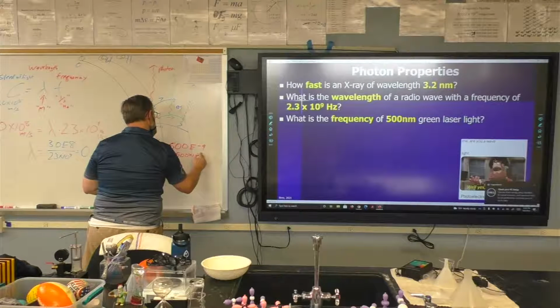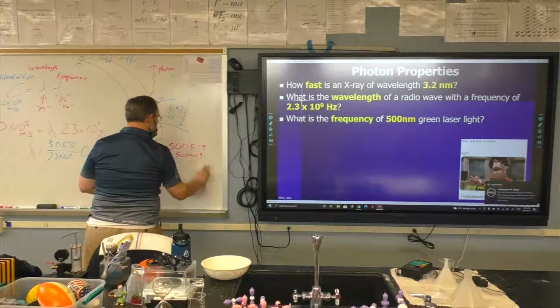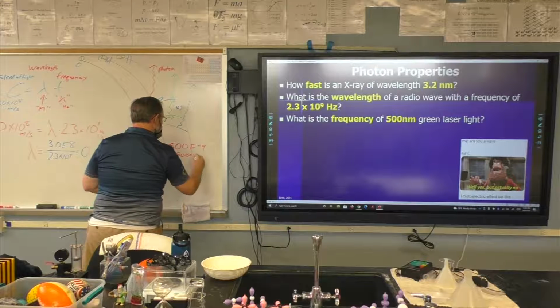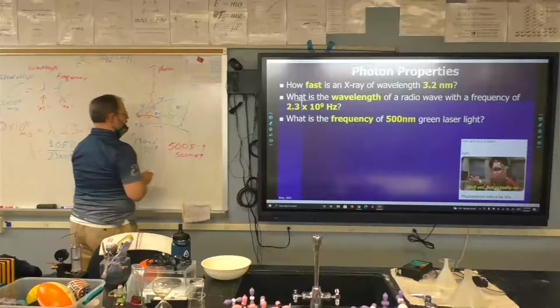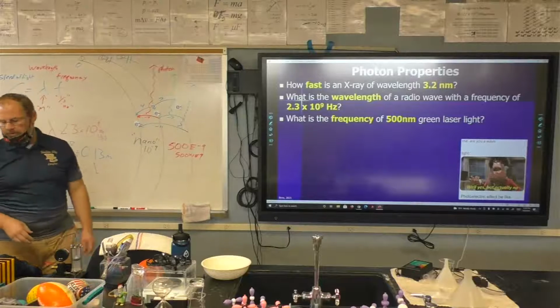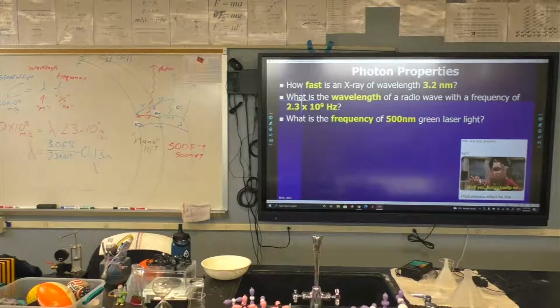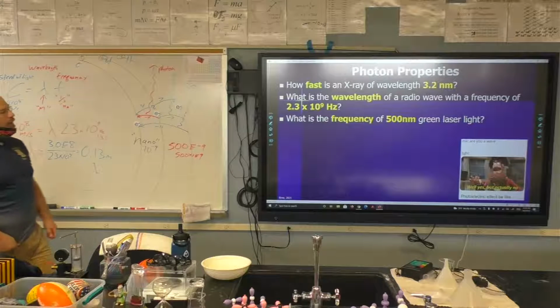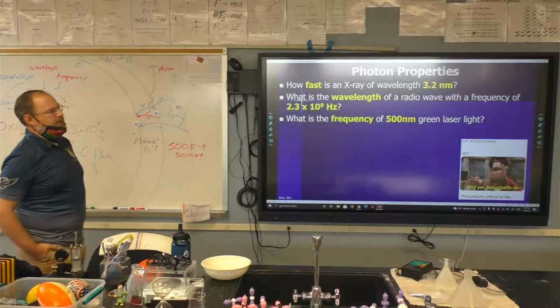the minus 9. I don't know why there's weird noises coming from my computer. There we go. Did I get an announcement of some kind? That's turned off. Let's do this one. So now we're looking for the frequency of the laser light.